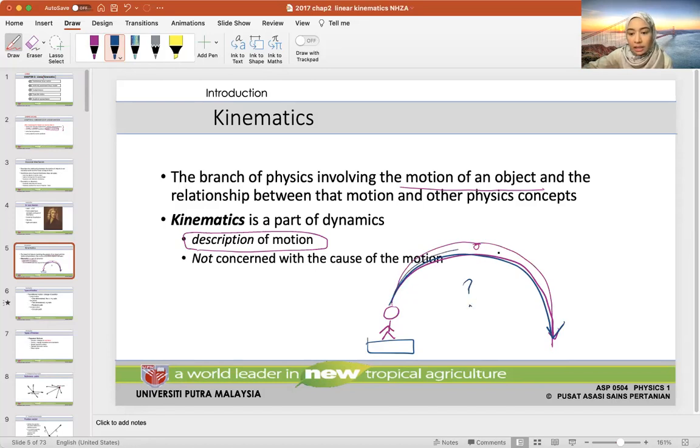Haikal naik atas, Haikal turun bawah. Haikal pergi kanan, Haikal pergi kiri. Tu je yang dia nak tahu. Dia tak kisah ada orang tolak ke, dia tak kisah. Aku nak tahu apa jadi kat Haikal punya motion je sekarang ni. That is kinematics. Okay. Untuk dynamics, kita akan belajar kemudian. Dynamics kita akan belajar apa yang menyebabkan Haikal melonjak. So that is another chapter. Okay, so kinematics, we are only concerned about the motion punya description.